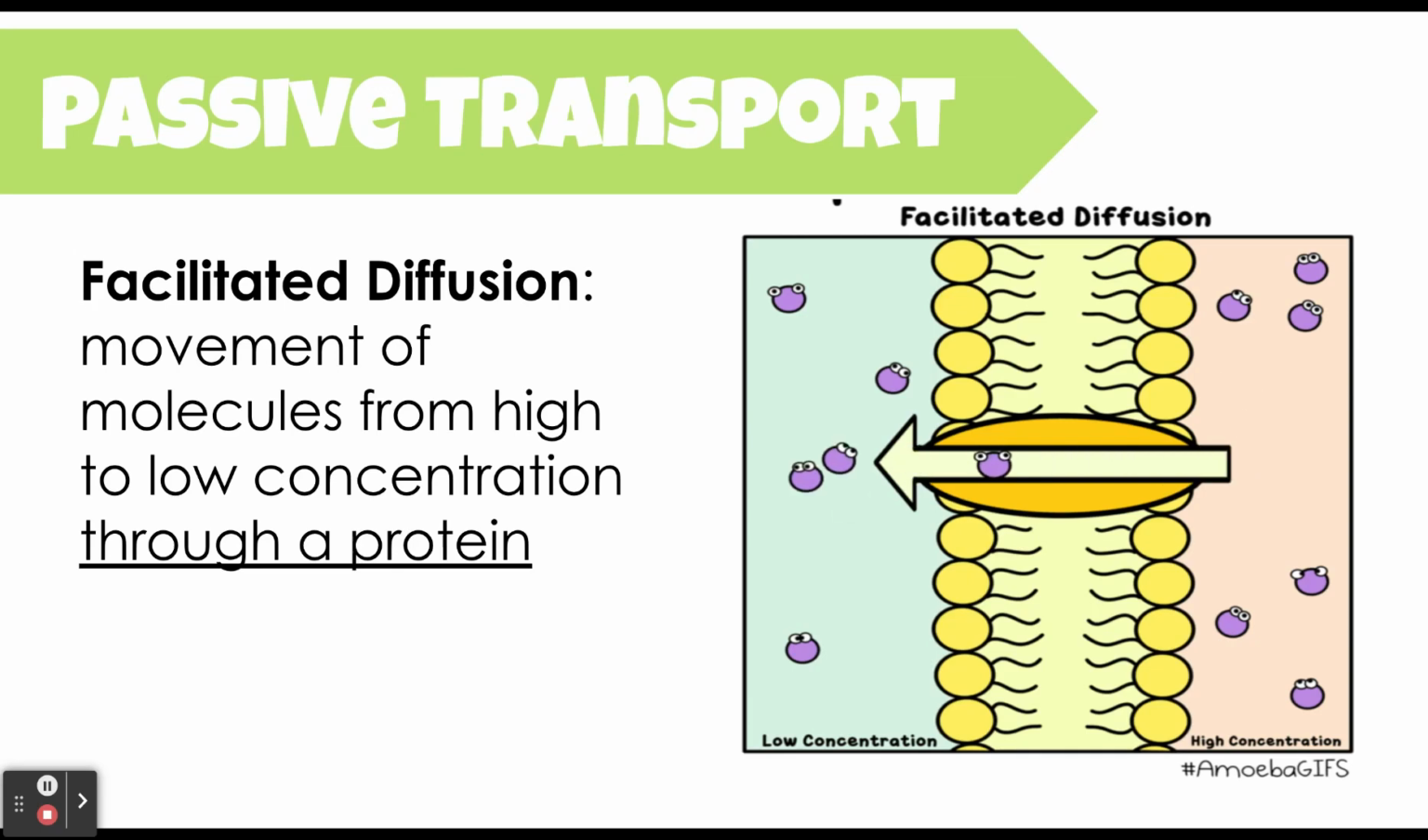That is because these molecules are a little bit bigger in size. They can't fit through the cell membrane on their own. They don't fit through those little pore spaces. So they need to then pass through a protein channel, which is like a tunnel going all the way through the cell membrane. But again, because it is moving from high to low concentration, that still makes it a type of diffusion.